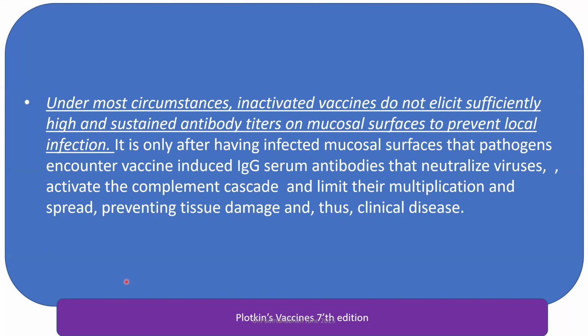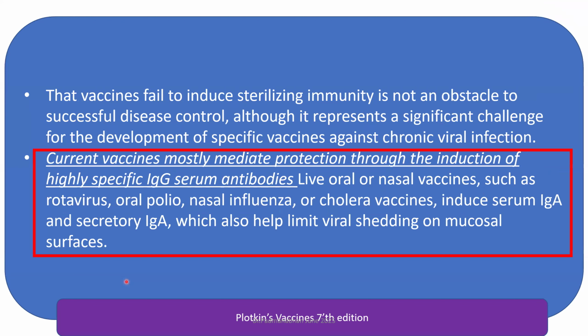Under most circumstances, inactivated vaccines do not elicit sufficiently high and sustained antibody titers on the mucosal surface to prevent local infection. It is only after having infected the mucosal surface that pathogens encounter vaccine-induced IgG serum antibodies that neutralize virus, activate complement cascade, and limit their multiplication and spread, preventing tissue damage and thus clinical disease. Okay, there's one thing he says about the conjugate, this is Plotkin's. Therefore, the questions are usually based on your book. Okay. Can you read? Has it changed?